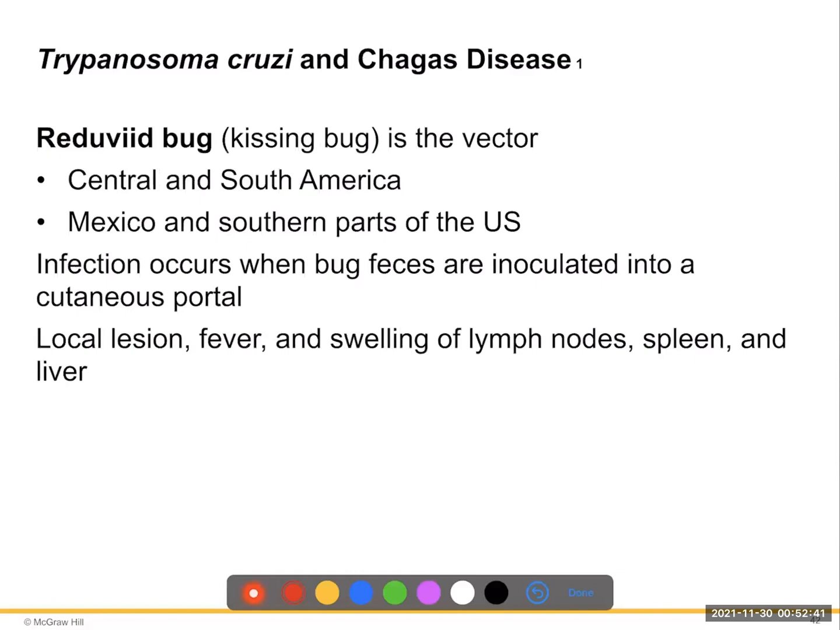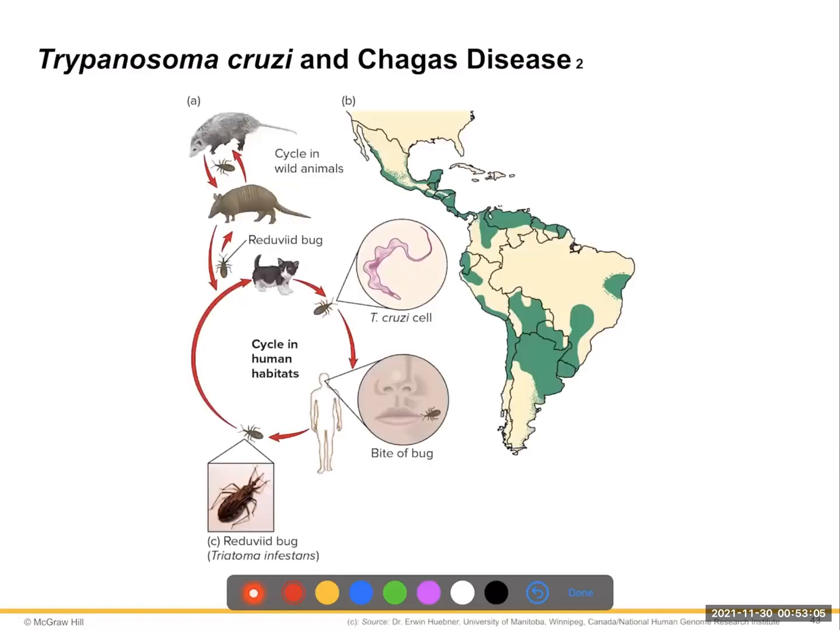Trypanosoma cruzi is Chagas disease. The vector is the reduviid bug, which is called the kissing bug. It's found in Central and South America, Mexico, and the southern part of the United States. Infection occurs when bug feces are inoculated into a cutaneous portal, an opening. Local lesions, fever, and swelling of the lymph nodes, spleen, and liver are what it affects. You can see the locations of it here, up in the southern part of the United States and down through Africa.